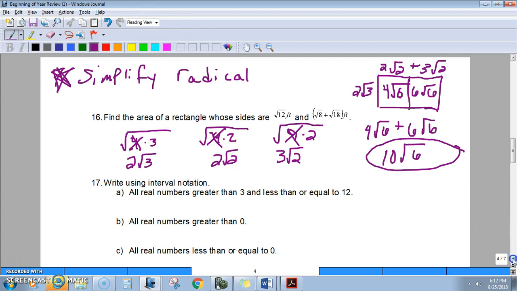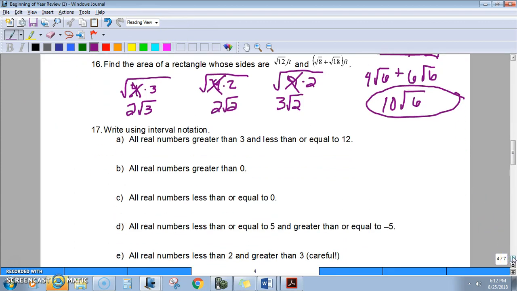Okay. Number 17. Am I going to have time to do this? I'm going to go ahead and stop this video at 16 and start the next one. So I'll start 17 next.